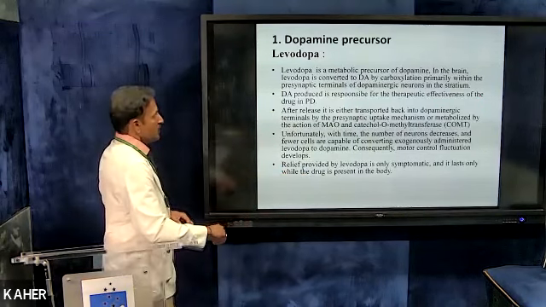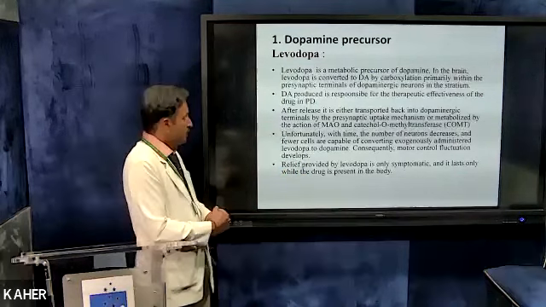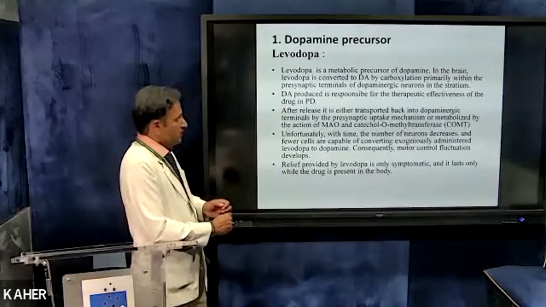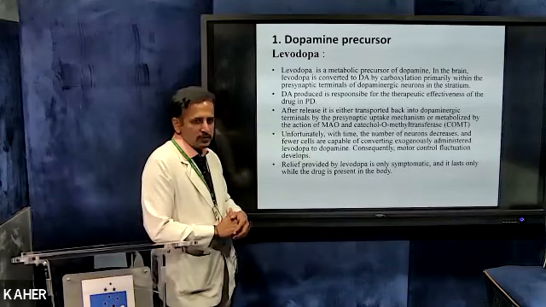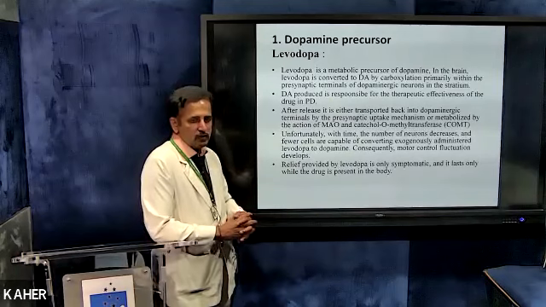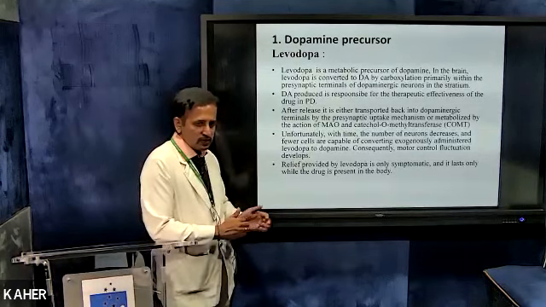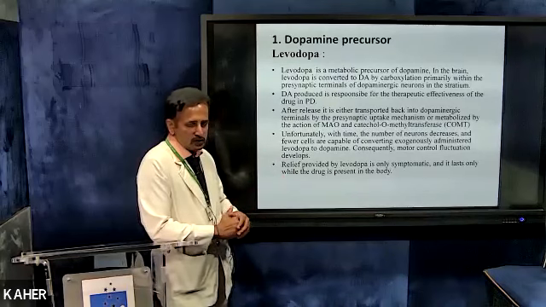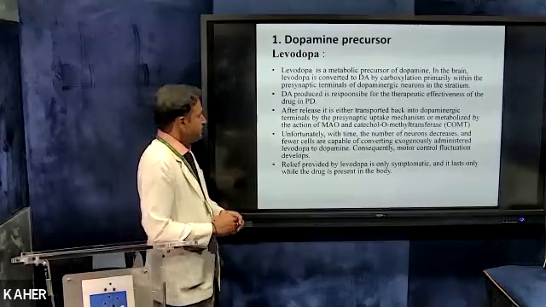Coming to the individual category of drugs, that is the dopamine precursor, levodopa. You can't give dopamine because it is not able to cross the blood-brain barrier. That's why we chemically synthesize the levodopa molecule. After crossing the blood-brain barrier, it is converted into dopamine and starts acting on the dopaminergic receptor and shows its therapeutic effect in the body.